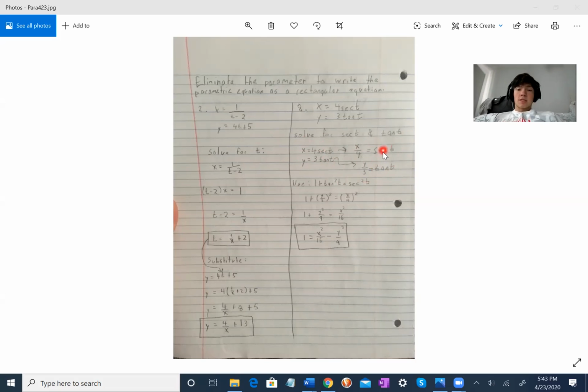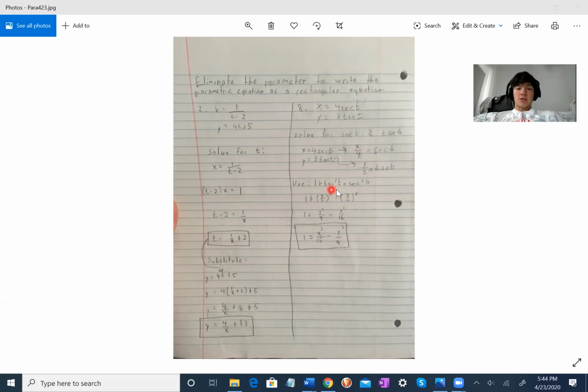Okay? So I noticed that tangent and secant have a relationship. It's one of our Pythagorean identities. Their relationship is 1 plus tangent squared t equals secant squared t. So that's an identity. Now remember, we said that tangent t is y over 3 and secant t is x over 4. So from this equation, I can sub those in where the square is. So plug it in, you get 1 plus y over 3 quantity squared is equal to x over 4 quantity squared.